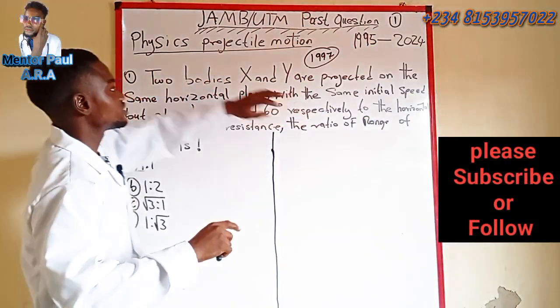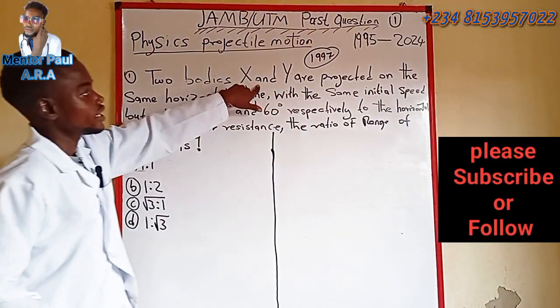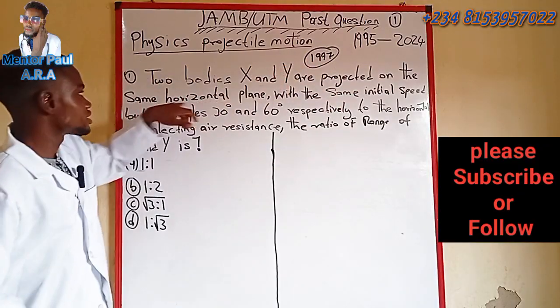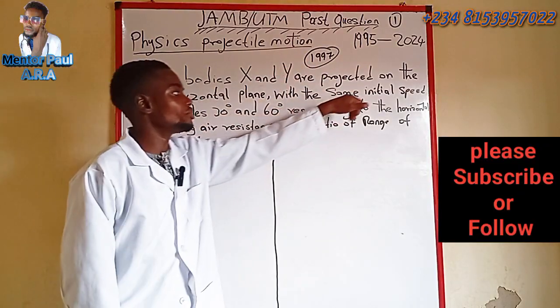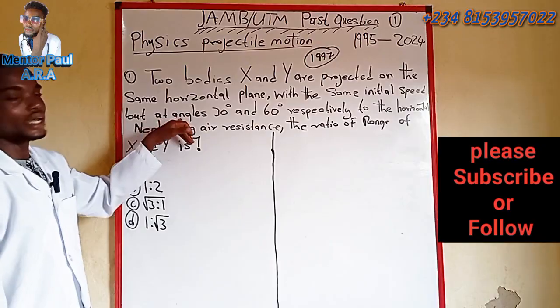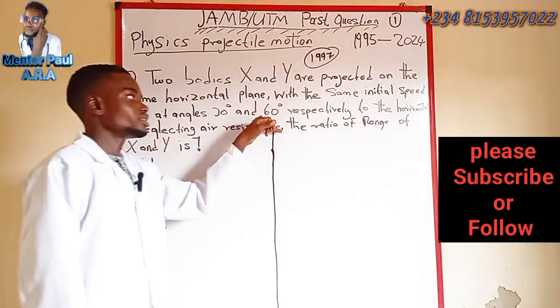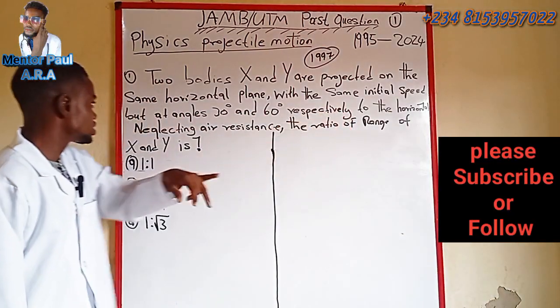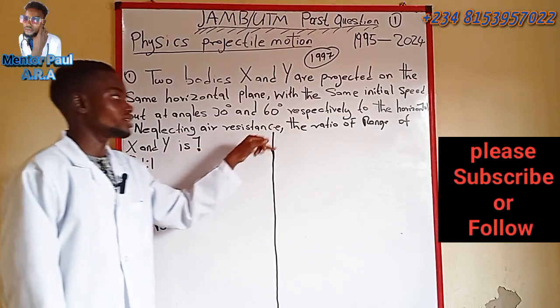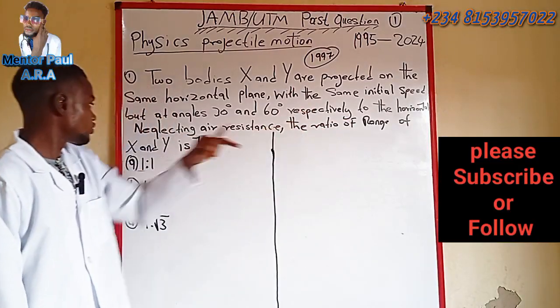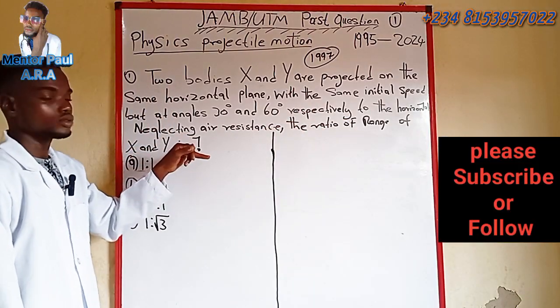The first question from 1995: we have two bodies, X and Y, projected on the same horizontal plane with the same initial speed, but at angles 30 degrees and 60 degrees respectively to the horizontal, neglecting air resistance. The ratio of the range of X and Y is what?